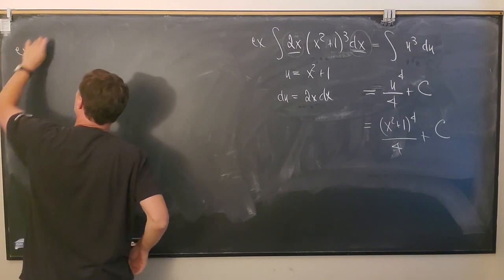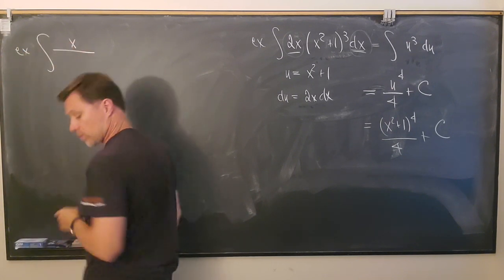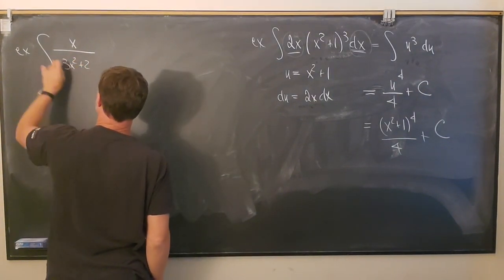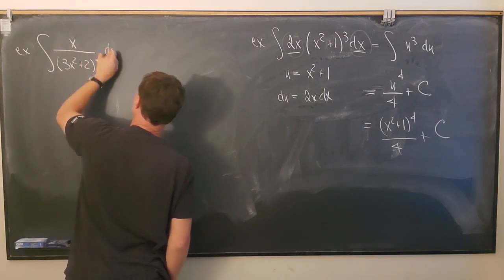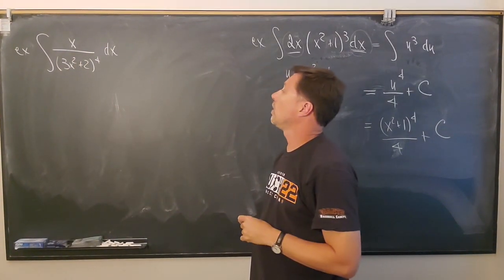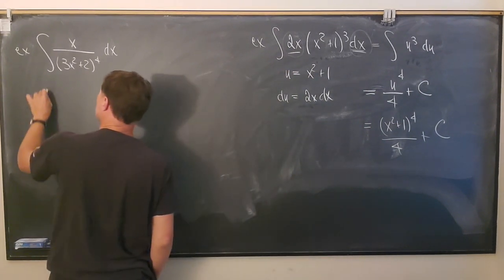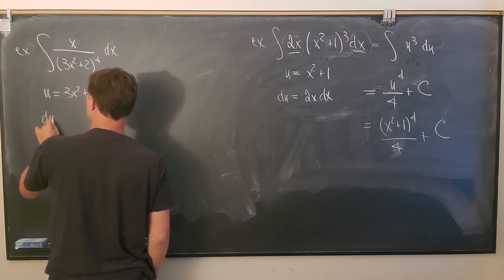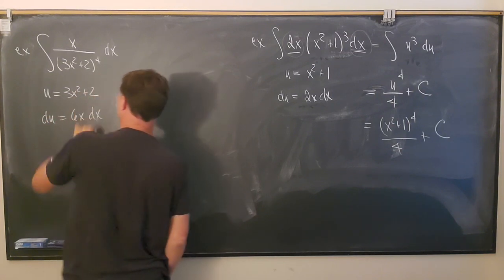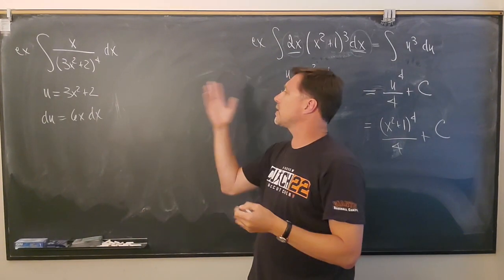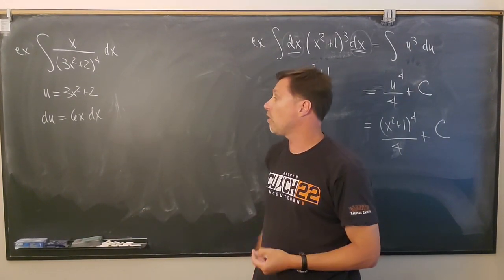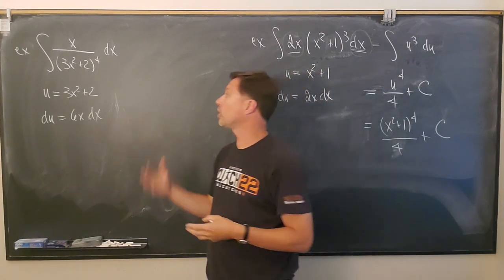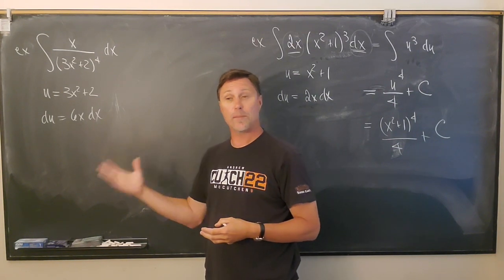Next one, let's look at the integral of x over 3x squared plus 2 raised to the fourth dx. So in this case, the right choice is to let u equal 3x squared plus 2, du equals 6x dx. Now, when you're doing substitution, you just have to choose some portion, call that u. Sometimes you make the wrong choice, right? But as you practice this, you'll start to learn, oh, you're looking for something whose derivative resembles some other portion.